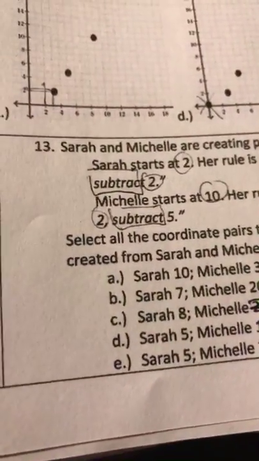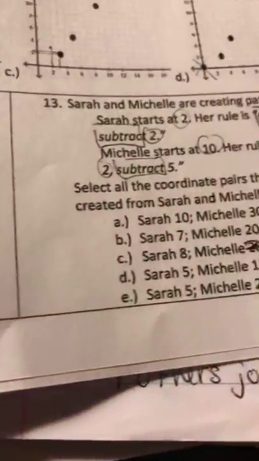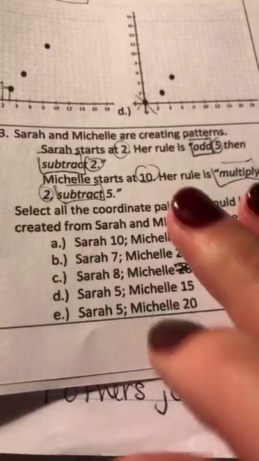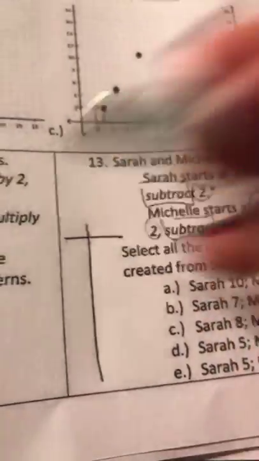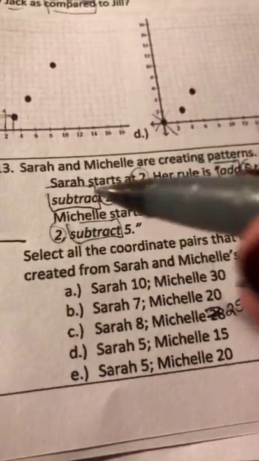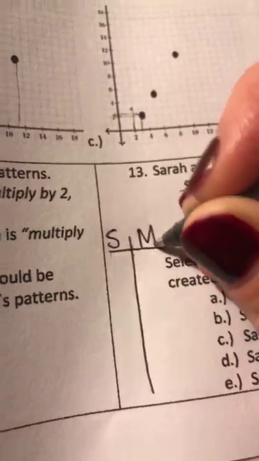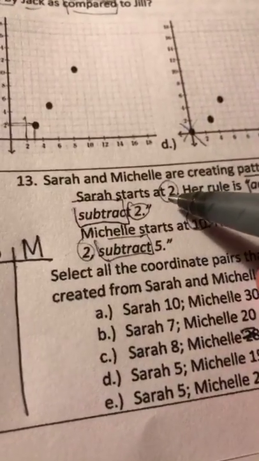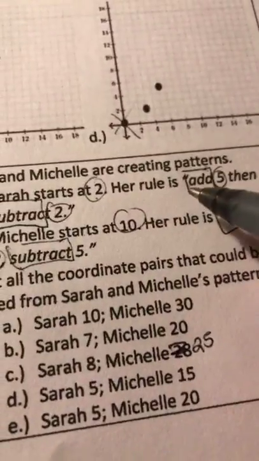So again, they have their own rules and they started their own numbers. So I'm going to make, again, a table to help me with this pattern. This time I'm going to do a vertical one because that's how I have the space, and again, it doesn't matter. So I'm going to label one as Sarah and one as Michelle. I'm just going to look at Sarah first. Sarah starts at 2, and Sarah's rule is add 5, subtract 2.